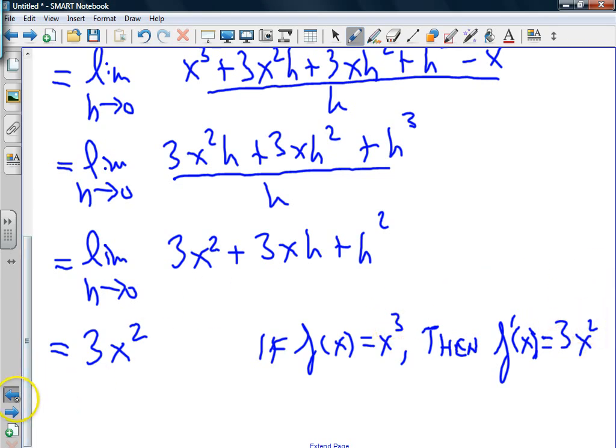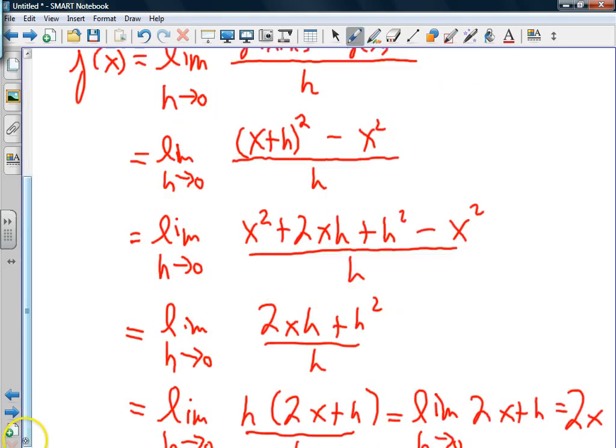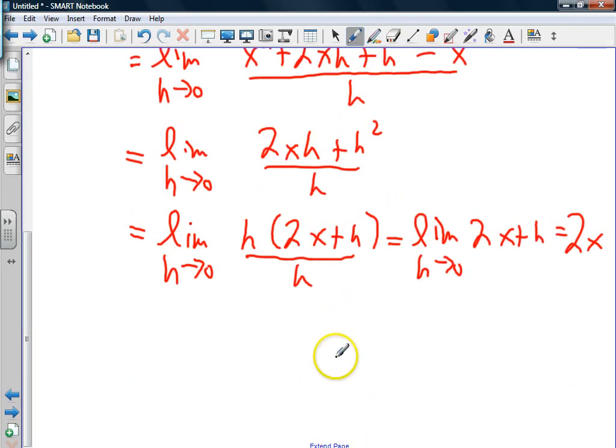Let's look at what happened when we had x squared. All right, so what's my conclusion here? If f of x is x squared, then, what is it doing?